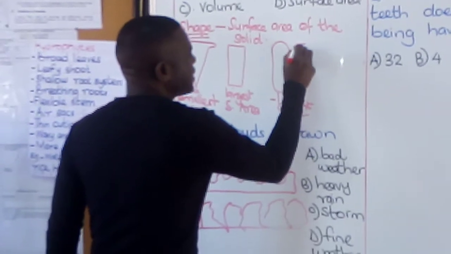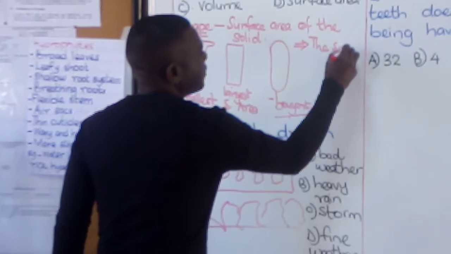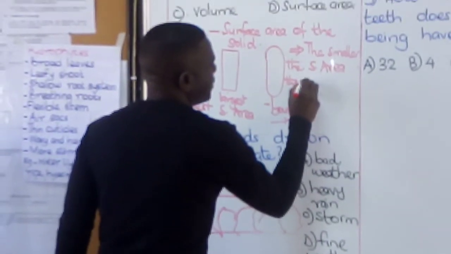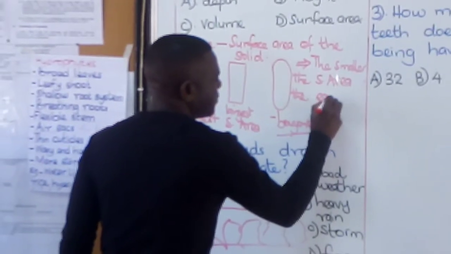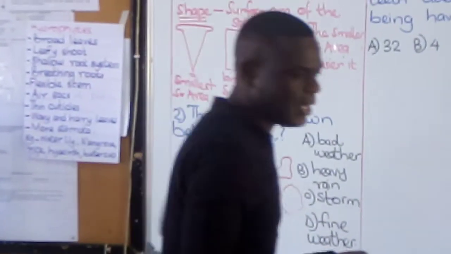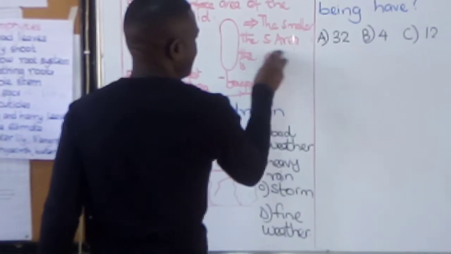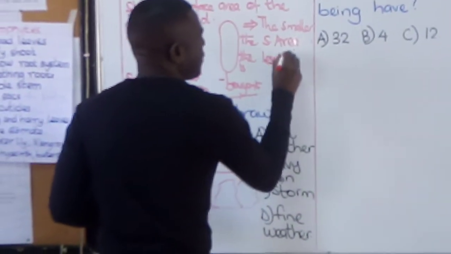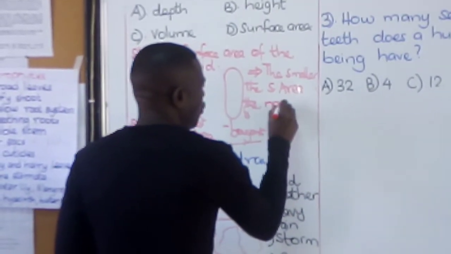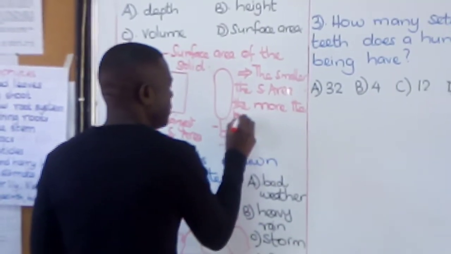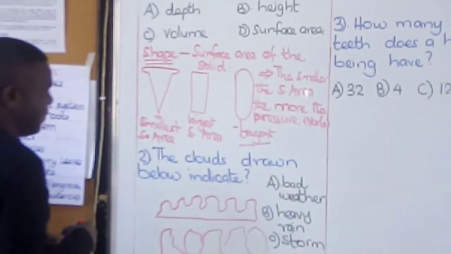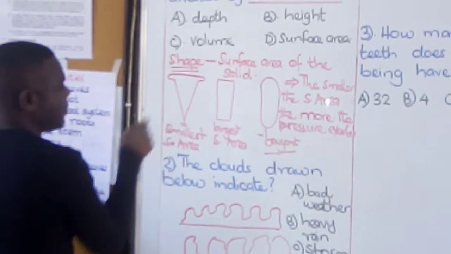And so we need to understand that the smaller the surface area, the more the pressure exerted, and vice versa. Like this one exerts more pressure.